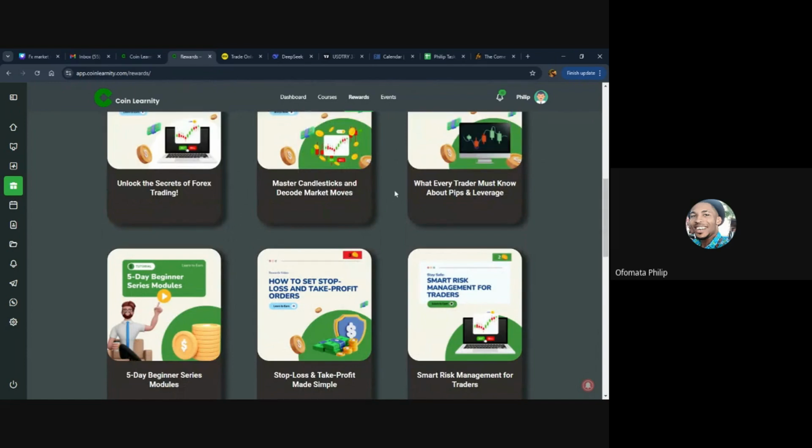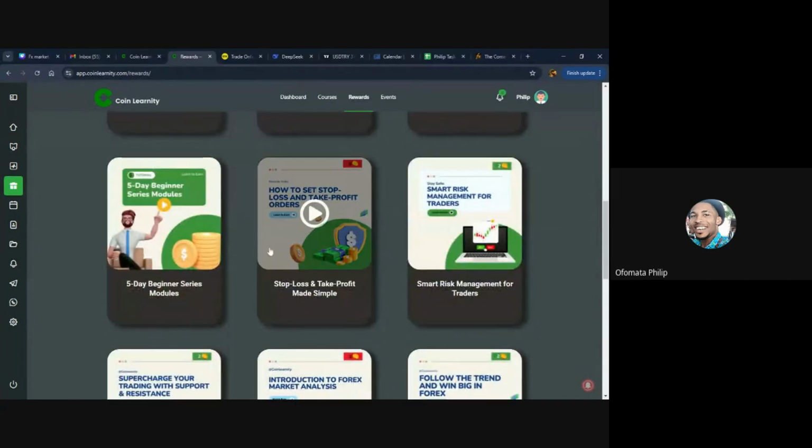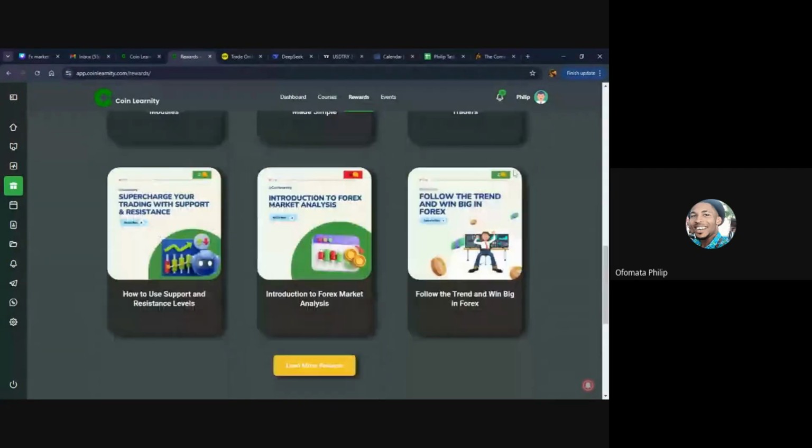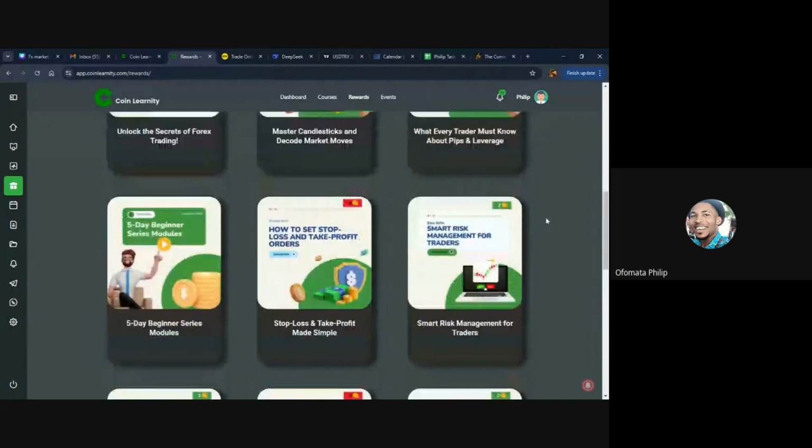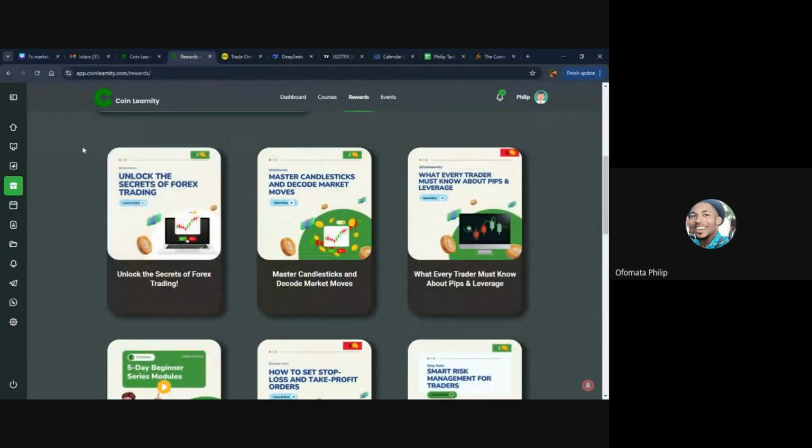And not to mention, this rewards program is absolutely free. You don't need to pay any penny to partake in the rewards program. It has been made for you for free. So those of you who are just starting out, this should be your go-to. If you are serious about making money, about making it in the foreign exchange market space, this should be your go-to. You should spend more than enough time here learning.